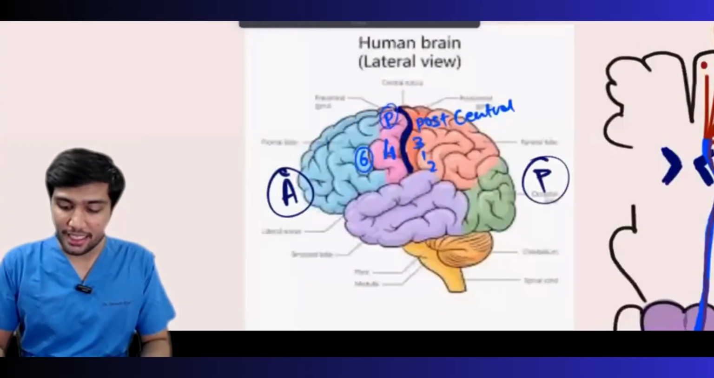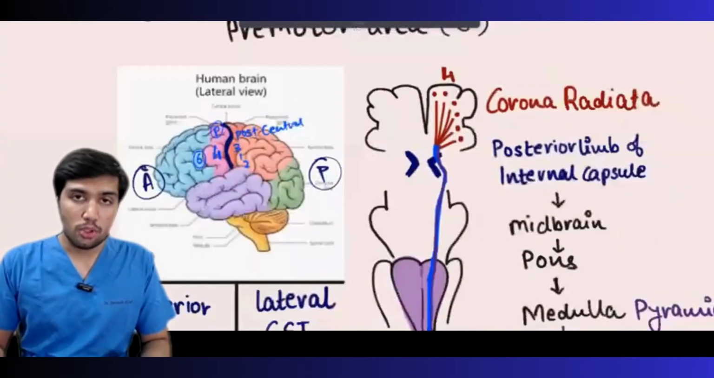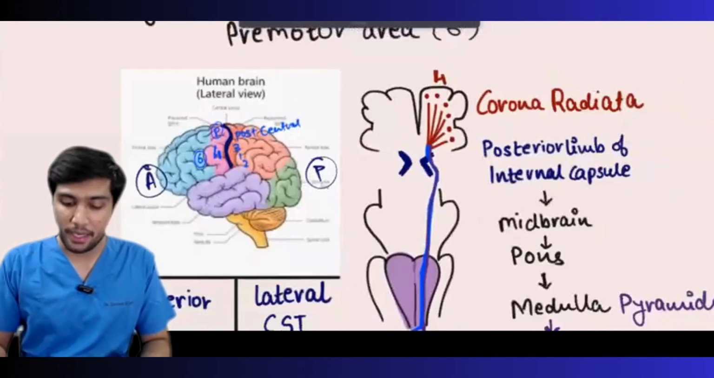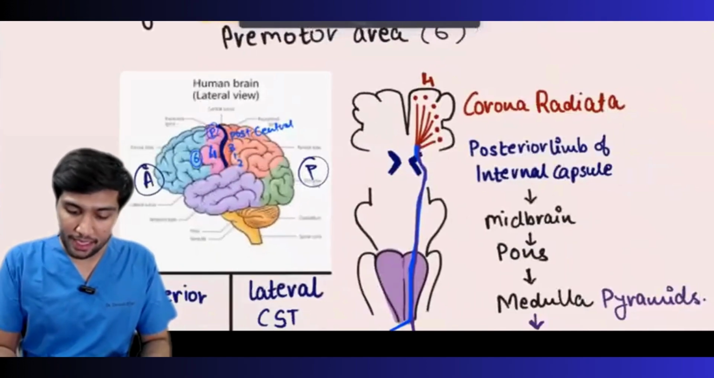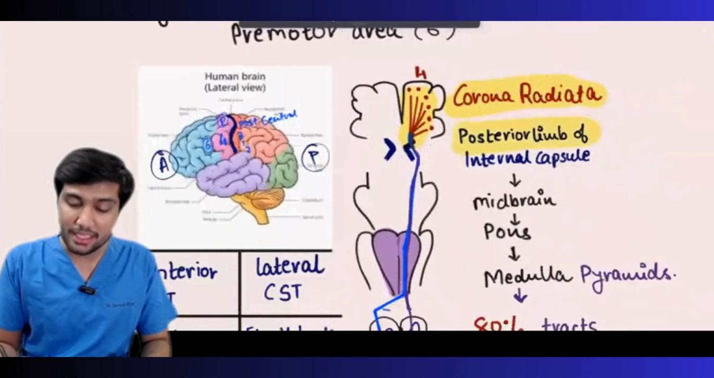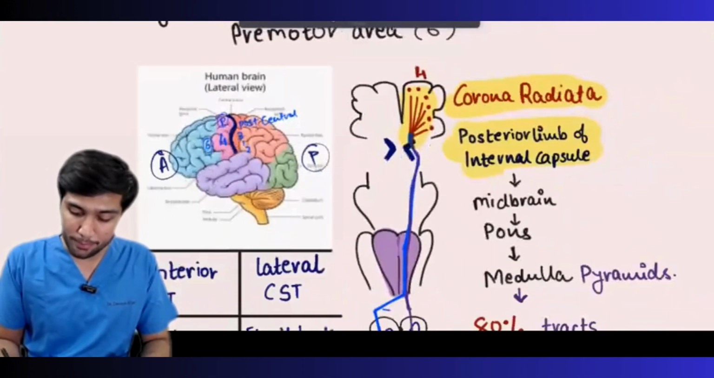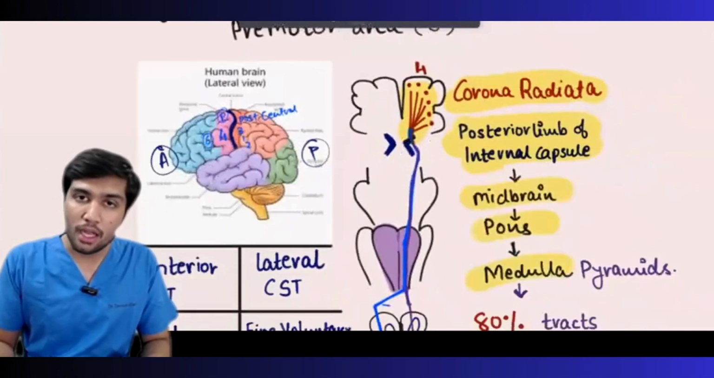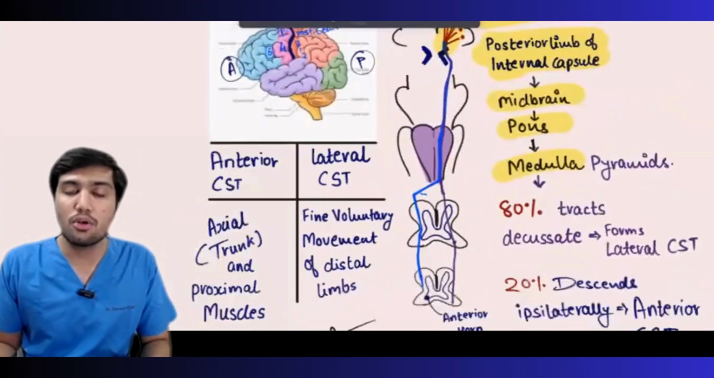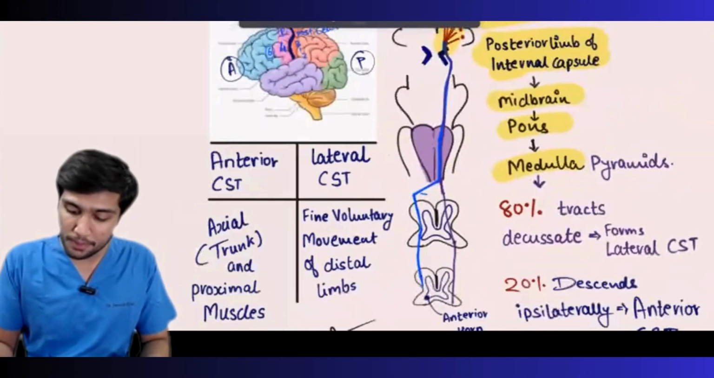If we look at the sagittal plane, because the axons from the primary motor cortex area have to descend downwards towards the spine, they will form this fan-like structure which is known as the corona radiata. Then descending downwards, they will go to the posterior limb of the internal capsule, then the midbrain, then the pons, and then the medulla. In the medulla, these fibers will form a pyramid-shaped structure, and that's why the corticospinal tract is also known as the pyramidal tract.